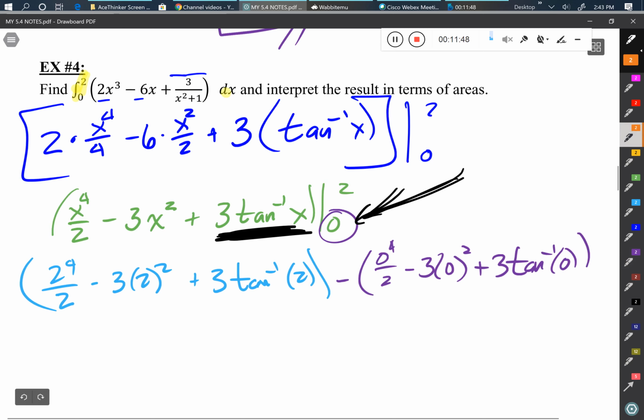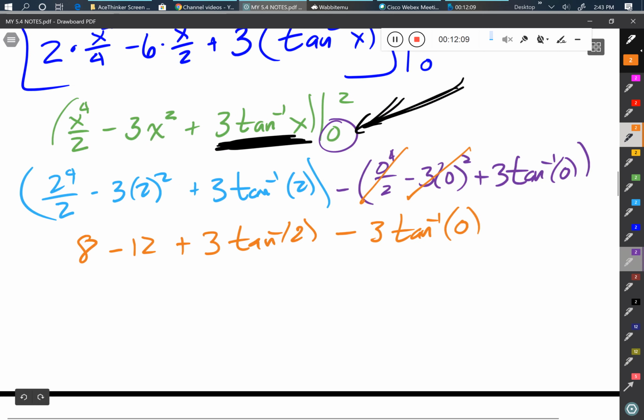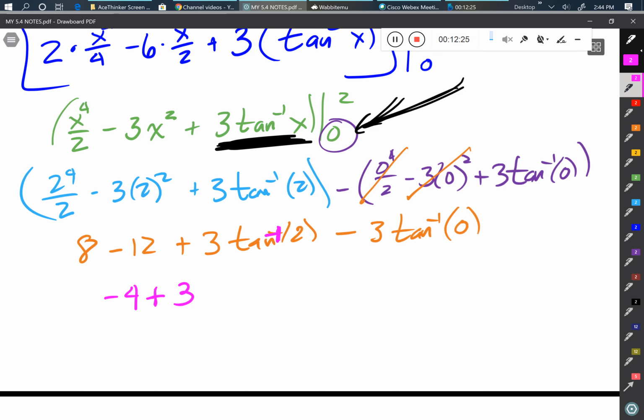All right, so then working from left to right, 2 to the 4th divided by 2 is 8, minus 2 squared minus 12, plus 3 arctangent 2, minus, that's 0, but minus 3 arctangent 0. Right? Keep moving here. 8 minus 12 is negative 4 plus 3. And now can I evaluate the arctangent? The arctangent of 2.